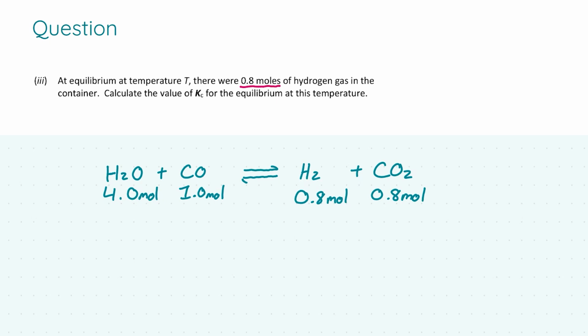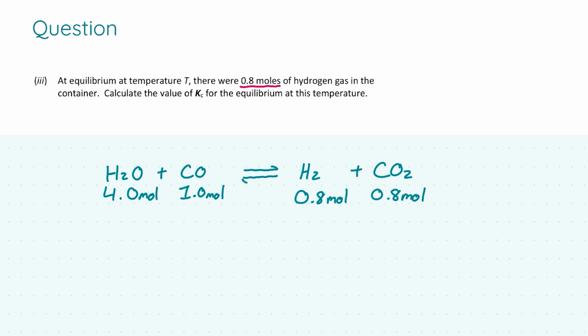Now we get over to the left-hand side, and this is where people would definitely get caught out in this year's question. So at the start of this question, we are told there's 4 moles of water and 1 mole of carbon monoxide mixed together. But that's at the start. That's not at equilibrium. So now we have to work out what it is at equilibrium because that's what we need for the Kc value. The Kc value is a constant at equilibrium.